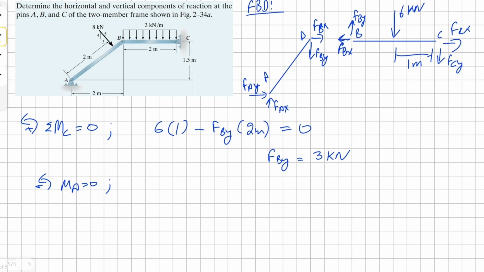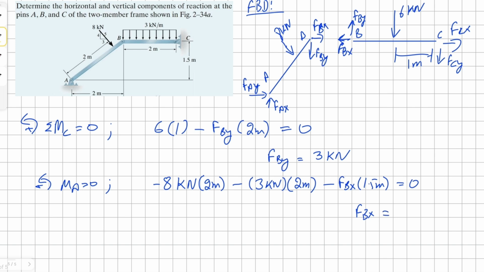Okay, so now moment at A. Oh, and I forgot, there is a point load of 8 kilonewtons. So we encounter our 8 kilonewton point load, and it's in negative direction because it's clockwise, and it's 2 meters away from our point. Then we have our negative force By, and we already have the value, that's 3 kilonewtons, and this force is 2 meters away from our point, and then we have negative Fpx, and this is 0.5 meters away from our point.